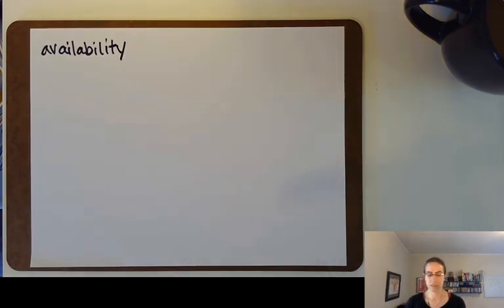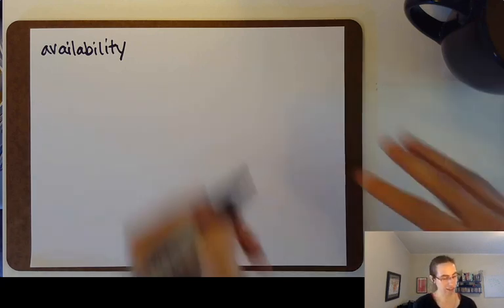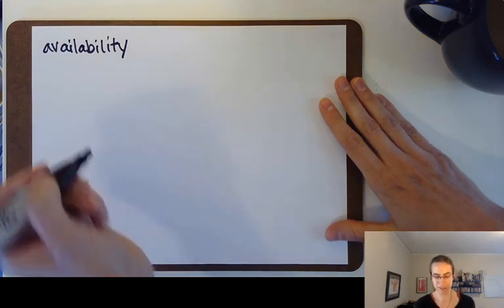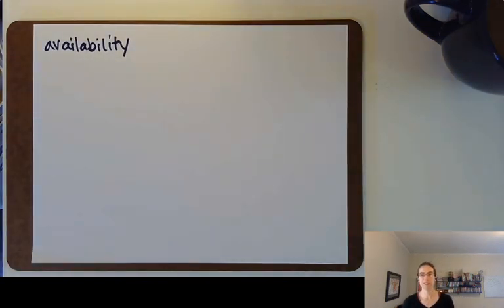Dynamo claims to be a, quote, highly available, unquote, system. They put that claim right in the title of the paper. So what do they mean by highly available? Any ideas? What the heck does that mean?